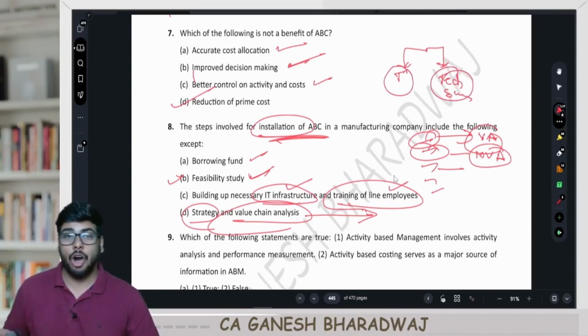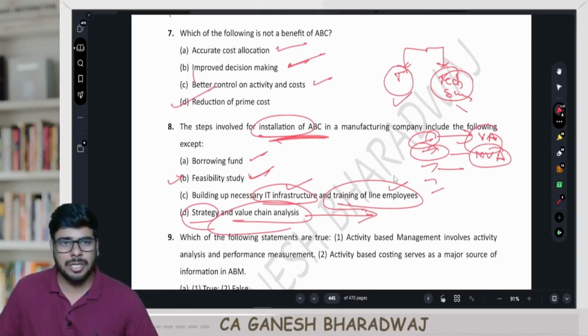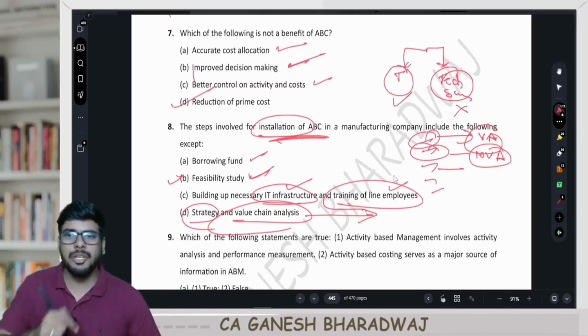Now you tell me, out of these two, which one is a value added activity, which is a non-value added activity? From the viewpoint of the student, you tell me. Teaching is a value added activity. Now tech support is a non-value added activity. So what will you say?